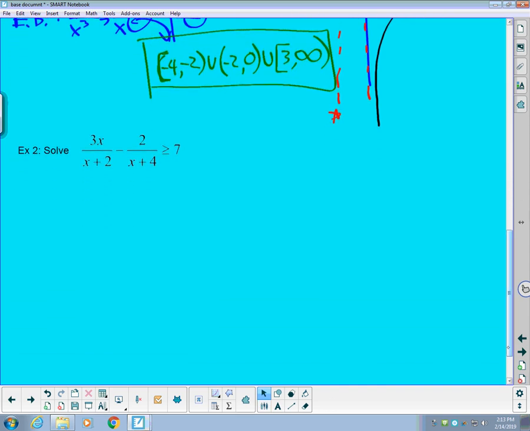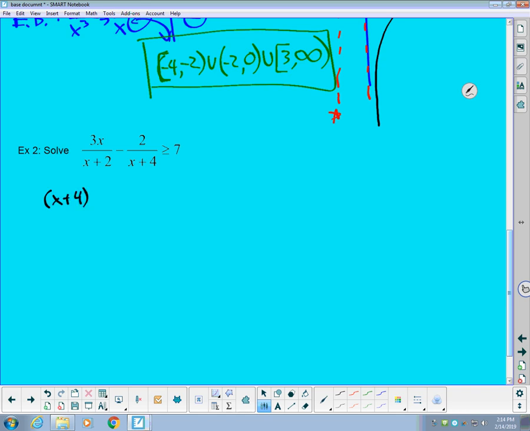This one's going to take a little bit more work. We'll see if we can knock this off here. So first thing I need to do is find a common denominator. That common denominator is going to be x plus 2 and x plus 4.